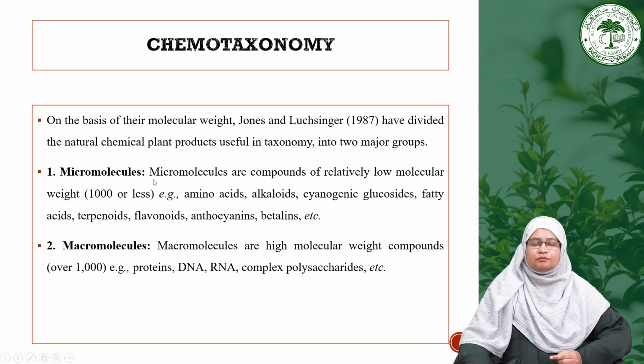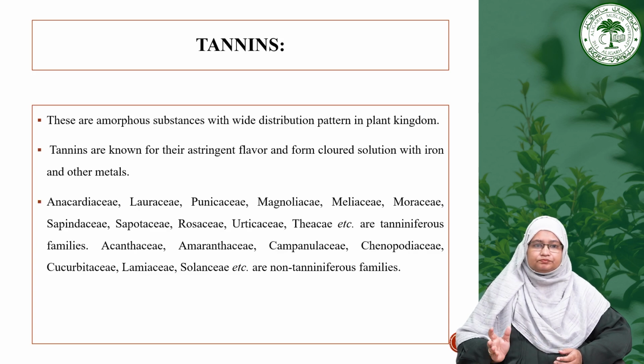As the name indicates, micromolecules are compounds of relatively low molecular weight, that is 1000 or less. Examples of these are amino acids, alkaloids, cyanogenic glycosides, fatty acids, terpenoids, flavonoids, anthocyanin and betalains. While the macromolecules are high molecular weight compounds over 1000 molecular weight, examples: proteins, DNA, RNA, complex polysaccharides. So this is just on the basis of their molecular weight.